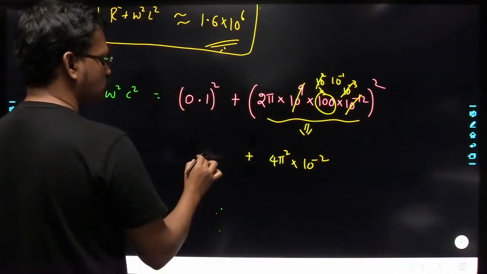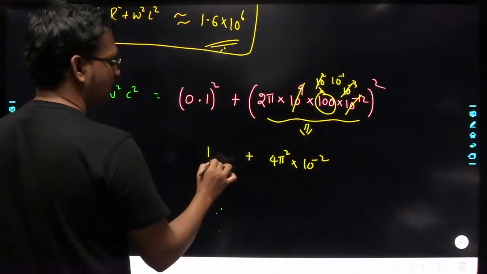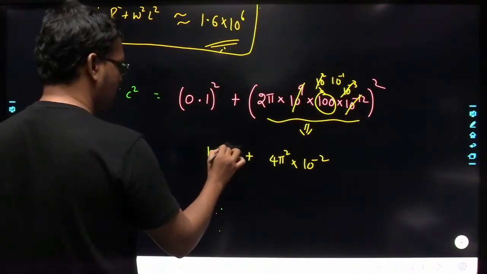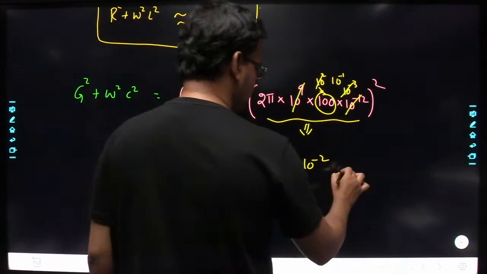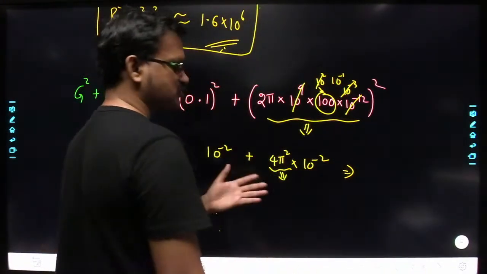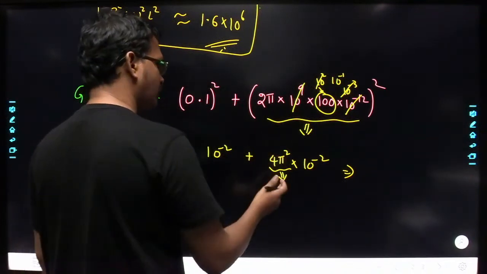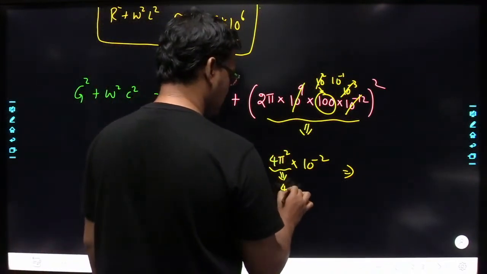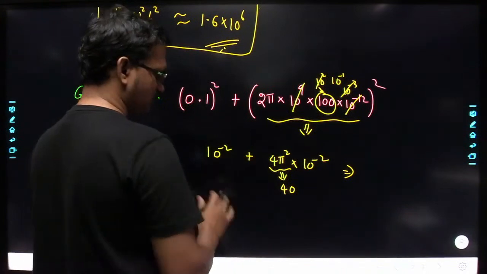And 0.1 whole square is nothing but 10 power minus 2. So this implies 4 pi square, where pi square can be approximated as 10. So 4 into 10 is 40. Okay, so 40 plus 1, that is 41.